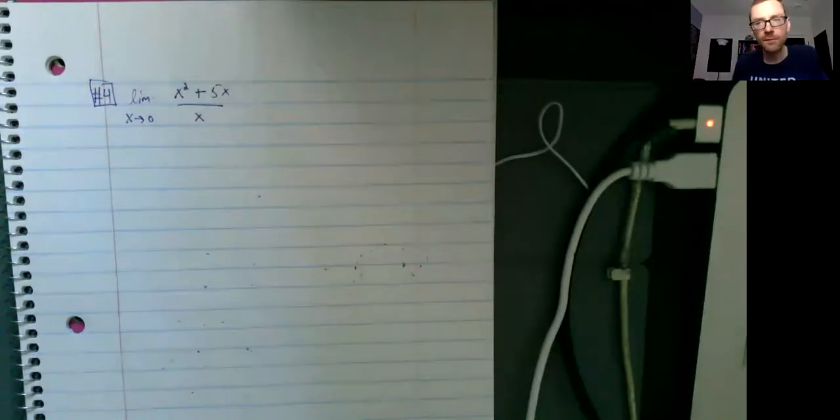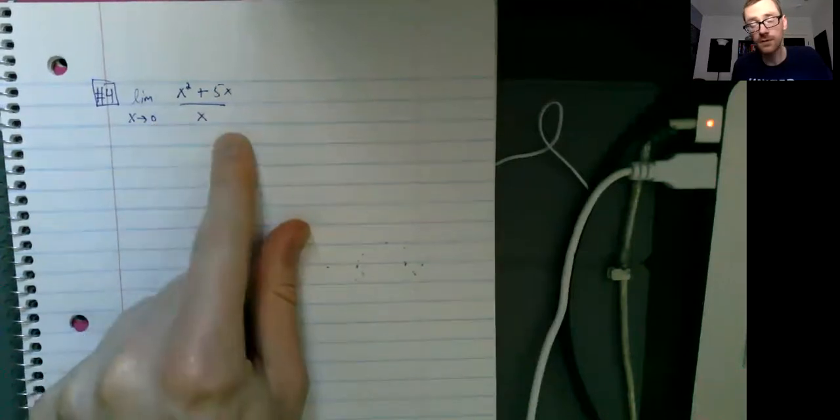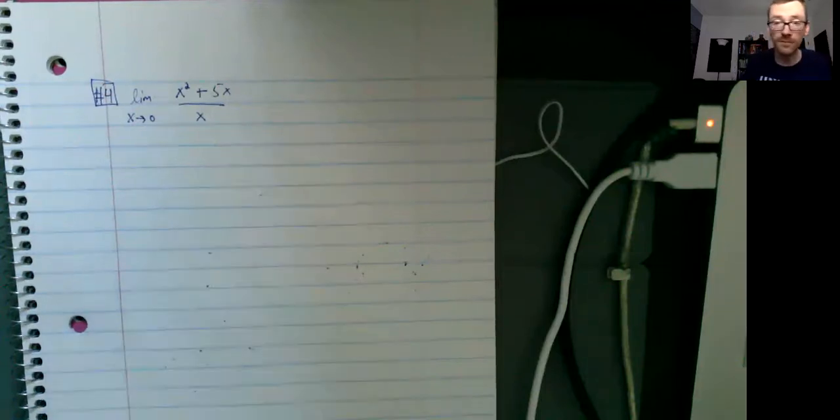we're being asked to evaluate the limit as x goes to 0 of the function x squared plus 5x over x. Now, as we talked about last time, the very first thing that you always want to do is just try plugging this number into the function, right? You just want to plug that number into the function, because if you get just an ordinary number like 6 or 12 or something, then that's the value of the limit.